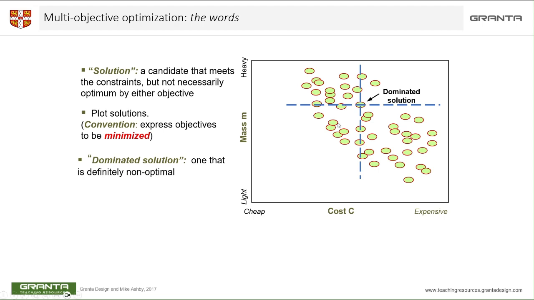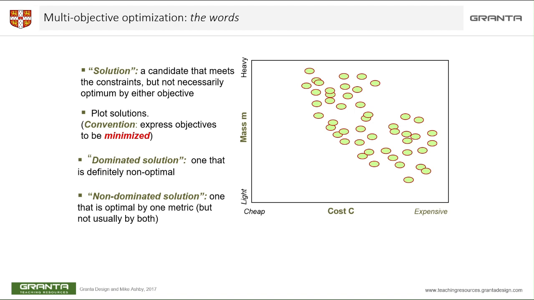In contrast, we'll use the term non-dominated solution for a solution that is typically optimal from the point of view of at least one objective, but not necessarily from the point of view of other objectives. So right now, for example, this solution over here is optimal from the point of view of cost, but it is not optimal from the point of view of mass, right? So this is now a non-dominated solution.